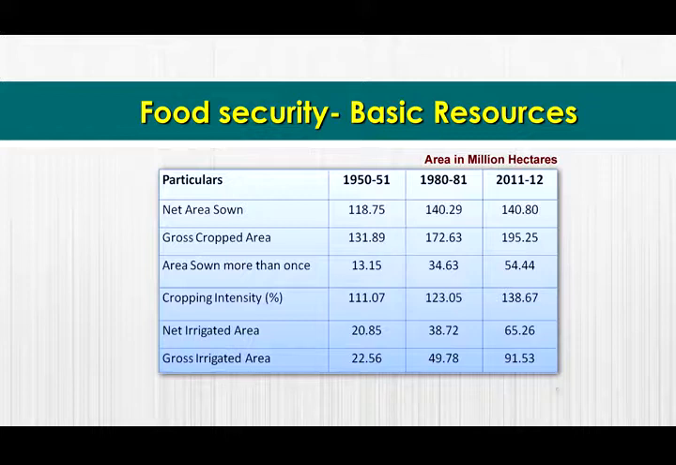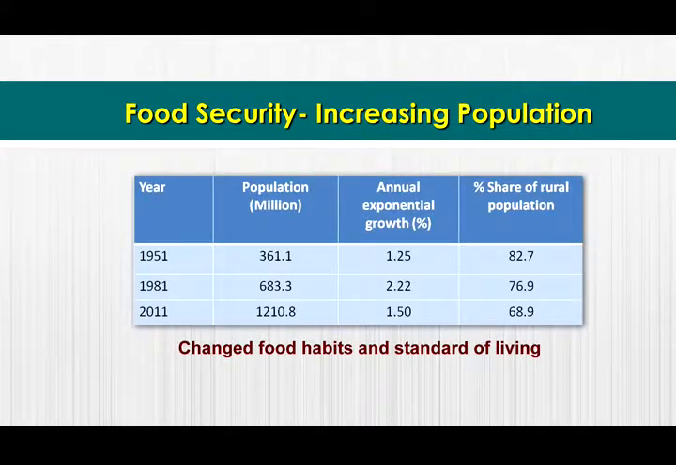What are the resources we have for food security? We have a net area sown in our country of 140 million hectares, which was only 118 million hectares in 1950-51. Now there is no scope to increase the net area sown in the country, but we can increase our gross cropped area. The gross cropped area was 131.89 million hectares in 1950-51. Now the gross cropped area has increased to 195.25 million hectares in 2011-12. This is mainly due to the increase in the net irrigated area and the gross cropped area. The cropping intensity has increased from 111 percent to 138.67 percent in 2011-12.